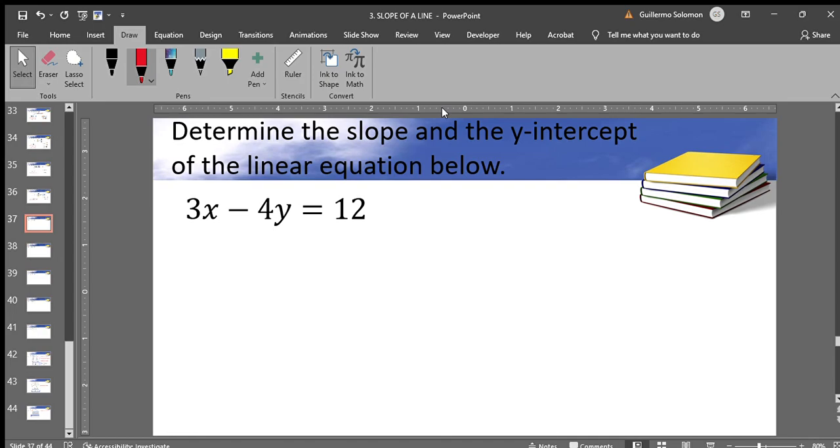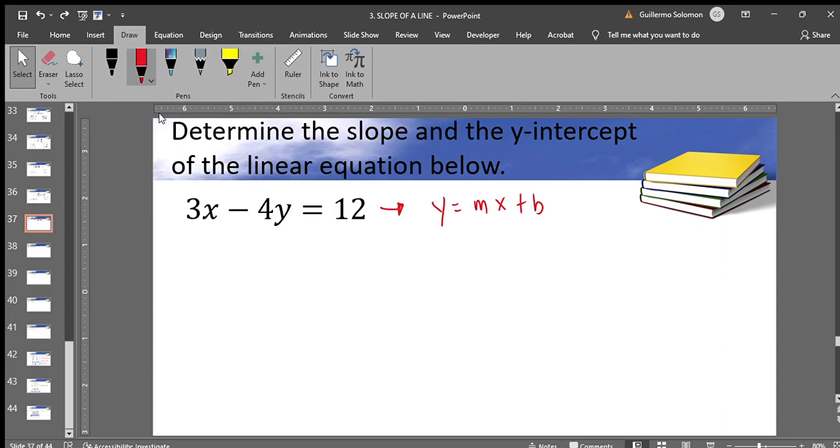Okay, hello everyone. So let us determine the slope and the y-intercept of the given linear equation. Now, this time we need to transform this equation into a slope-intercept form. Because our given is in the form of ax plus by is equal to c, so it is in the standard form, and then transform it into our slope-intercept form. So how can we do it? So just follow the process only.